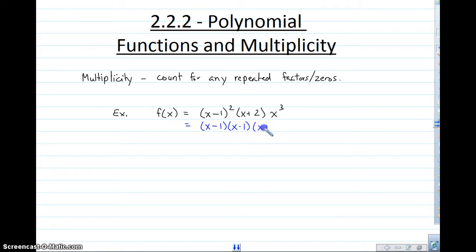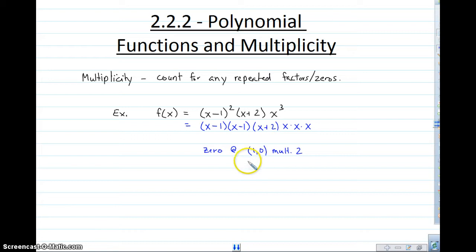Then we have our x plus 2. And then we have x cubed, which technically could be x times x times x. And so that's not only repeated, it's triplicated. There's actually 3 x's. So if we wanted to describe the multiplicity of this function, we would say that there's a zero at (1, 0) with a multiplicity of 2. Because there's 2 places where you could plug in 1 and get a 0.